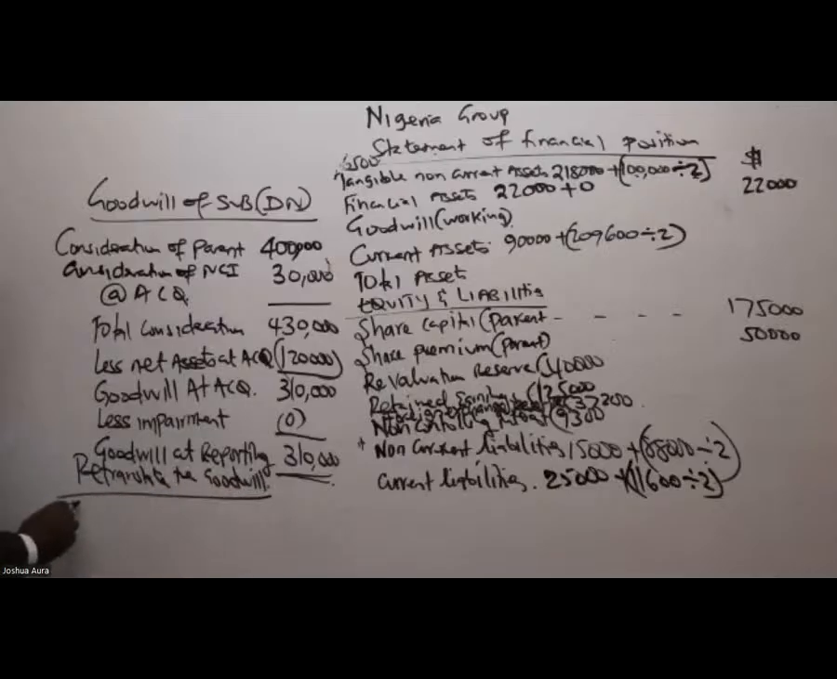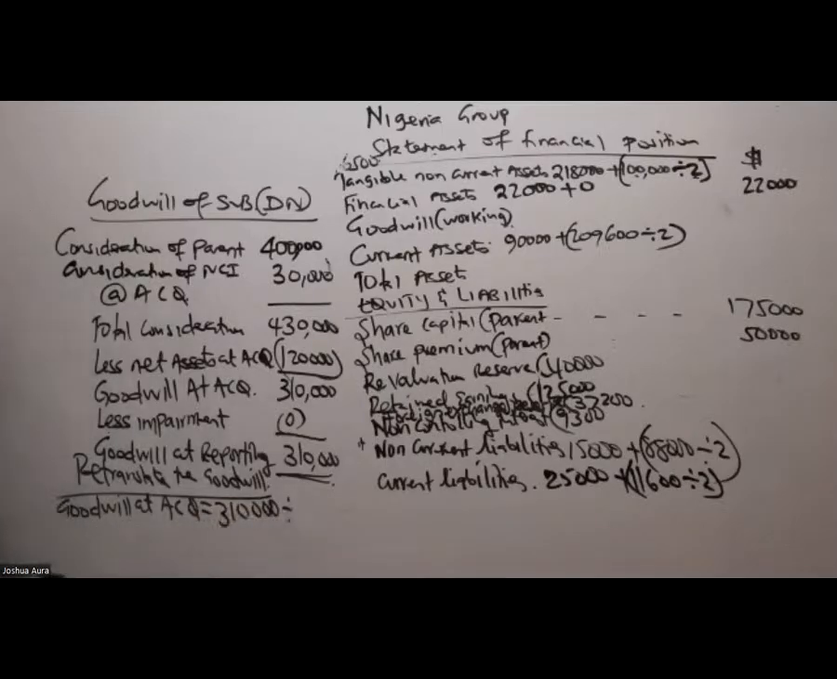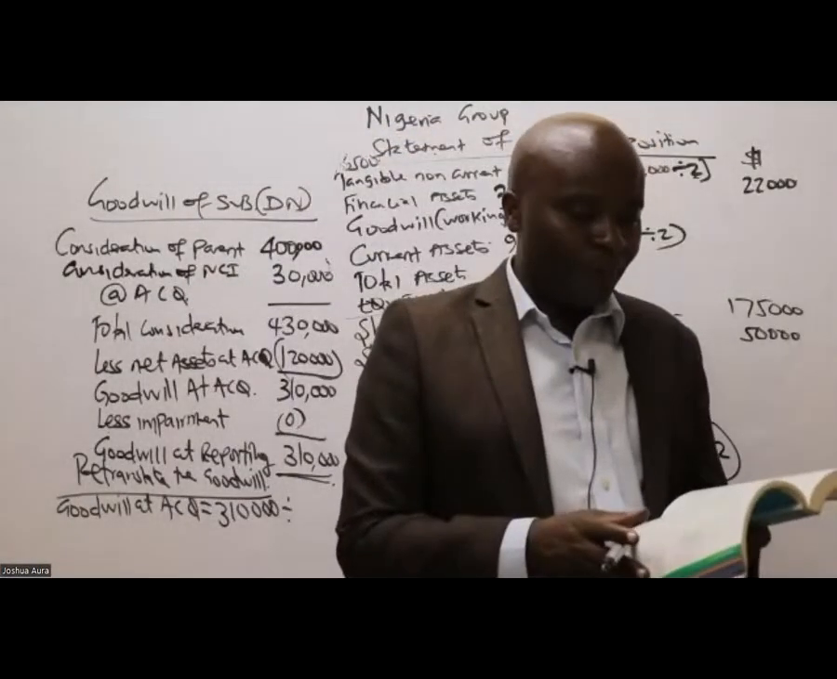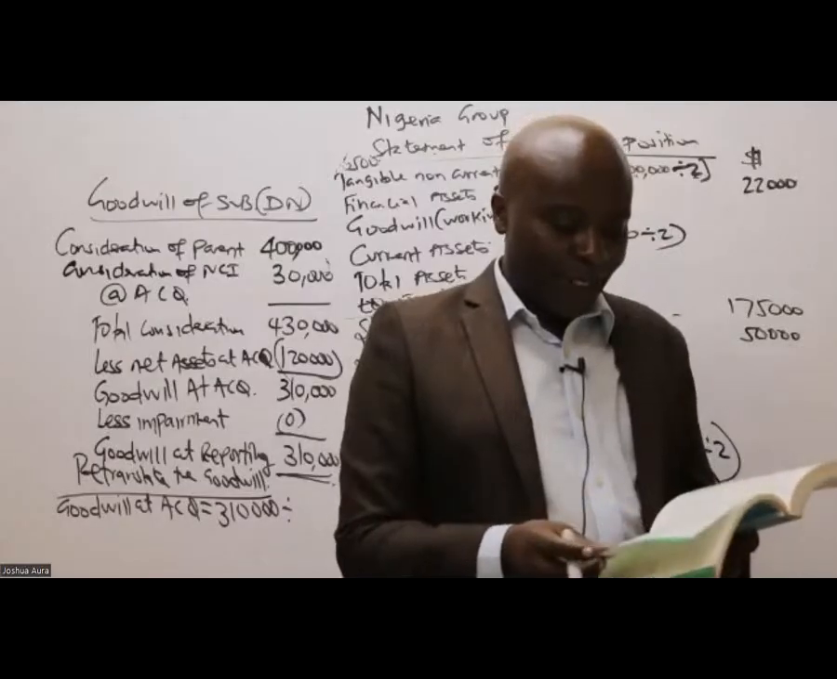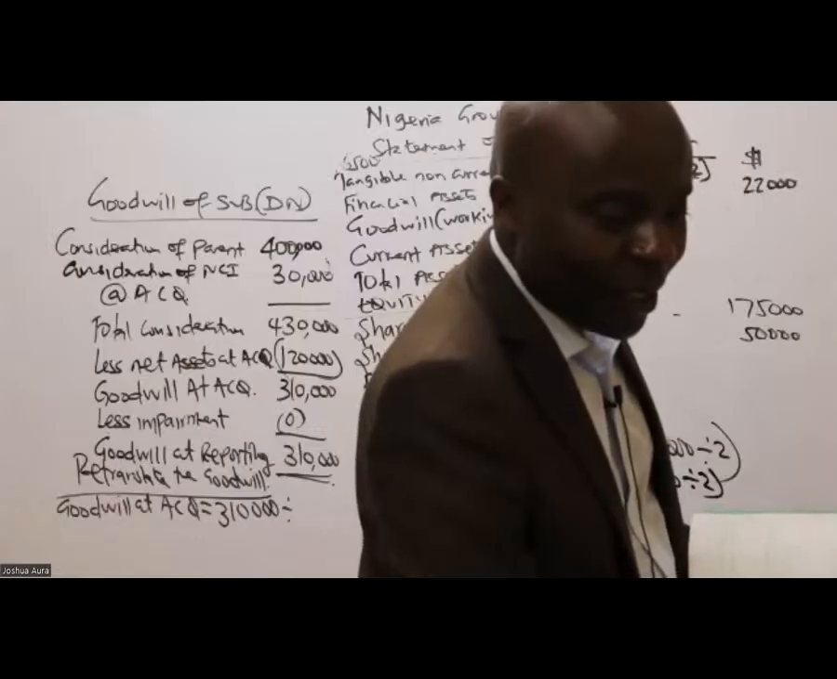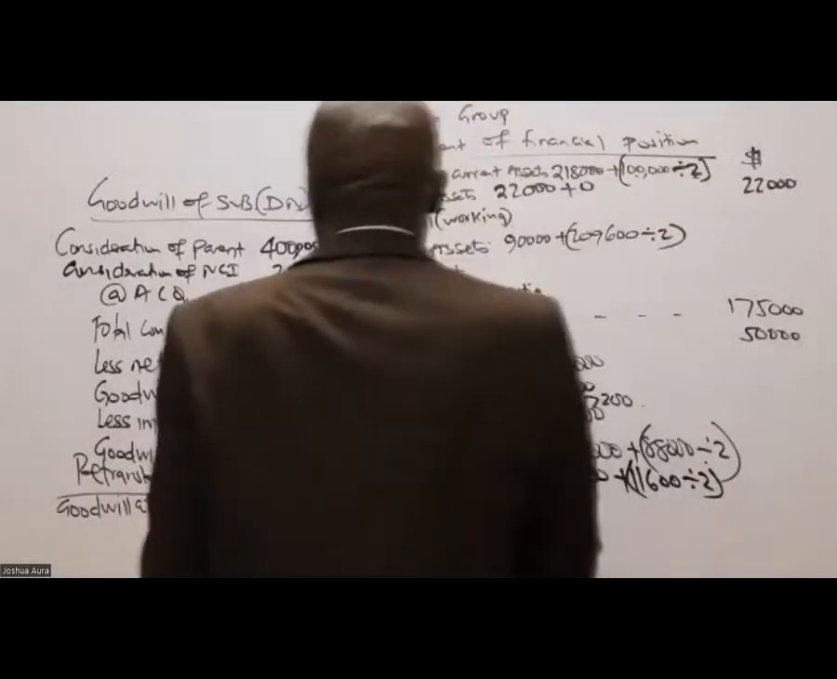So how do we do this? You start with goodwill at acquisition. Goodwill at acquisition was 310,000. At acquisition, I should translate this at what rate? If you remember, I should divide this by the acquisition rate, isn't it? Most of you have forgotten. When you were acquiring this subsidiary, the rate was 4. So divide this by 4.